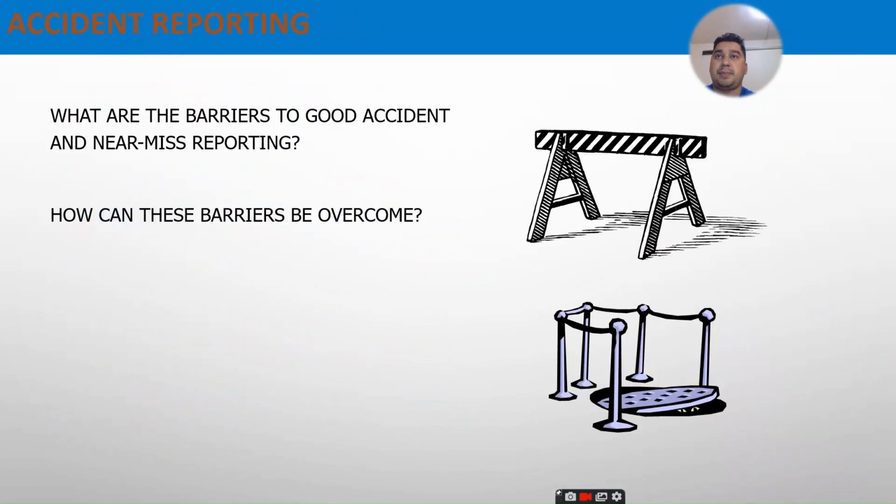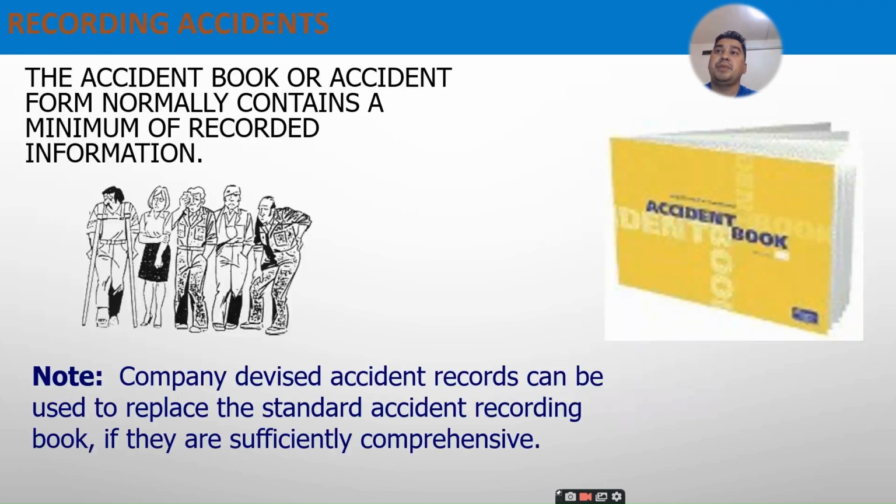Now, accident reporting. What are the barriers to good accident and near miss reporting? As we know, many times employees don't report accidents and near misses because there are some reasons behind it. People may be afraid of the management. Maybe the management is not friendly with the employees. They think that if they report it, they will get penalized. How can these barriers be overcome? How can we remove these barriers?